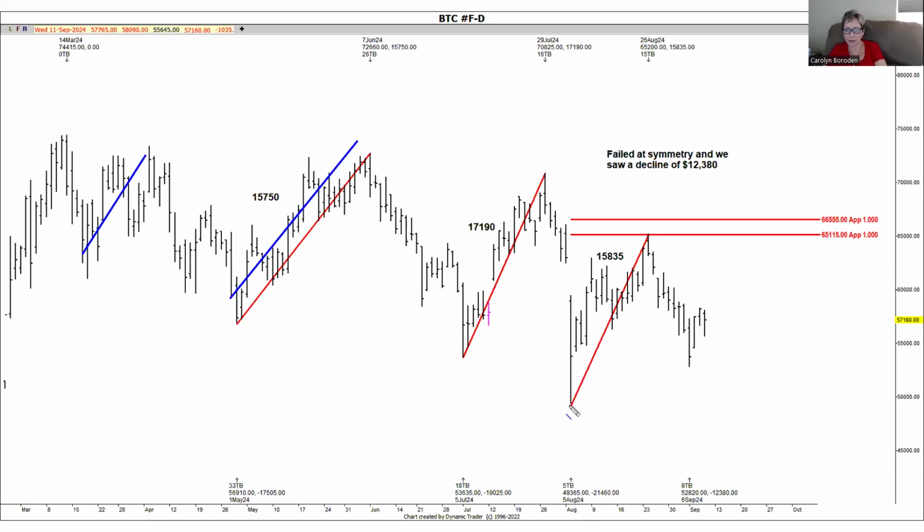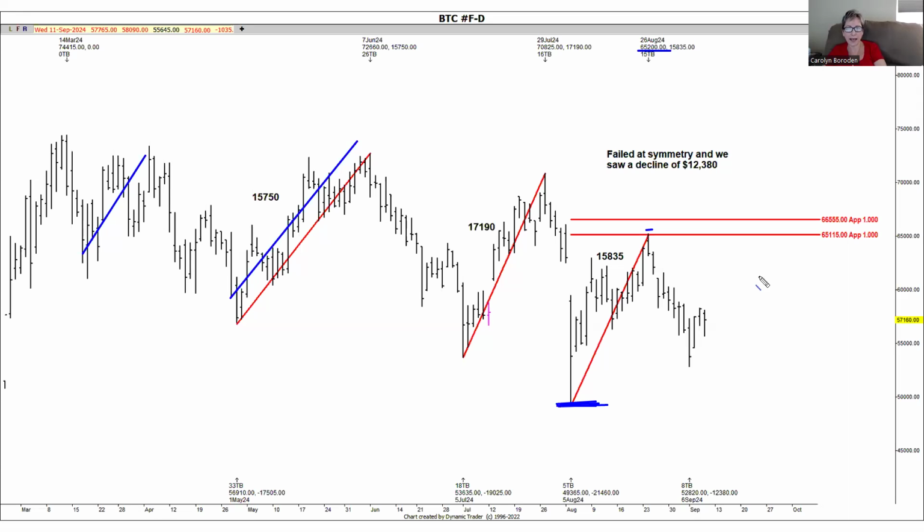And then what we did was we projected both of those from this low that was made on August 5th. And that gave us two areas to watch for possible failure. First one was 65,115. Second one was 66,555. Note that the first area of resistance ended up holding. Now, was it a perfect hit? No. 652 even, but absolutely close enough. If visually you don't see it going through it by much, I count that, it's close enough. It can go through it by a little bit, but definitely watch these areas.